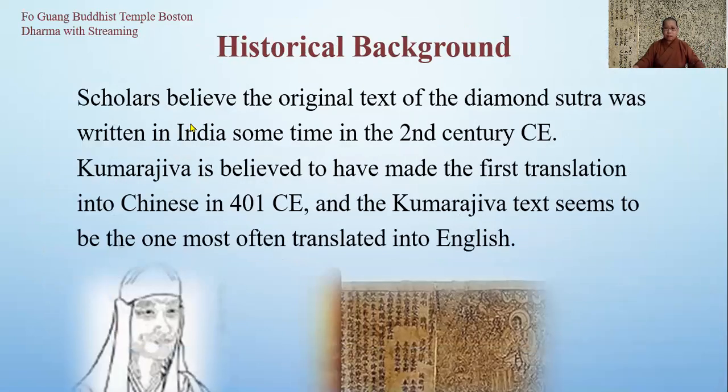So, scholars believe the original text of the Diamond Sutra was written in India sometime in the 2nd century CE. Again, scholars just believe, nobody knows when. Kumarajiva is believed to have made the first translation into Chinese in 401 CE. And the Kumarajiva text seems to be the one most often translated into English. So from Sanskrit it was translated into Mandarin, and from Mandarin translated into English.